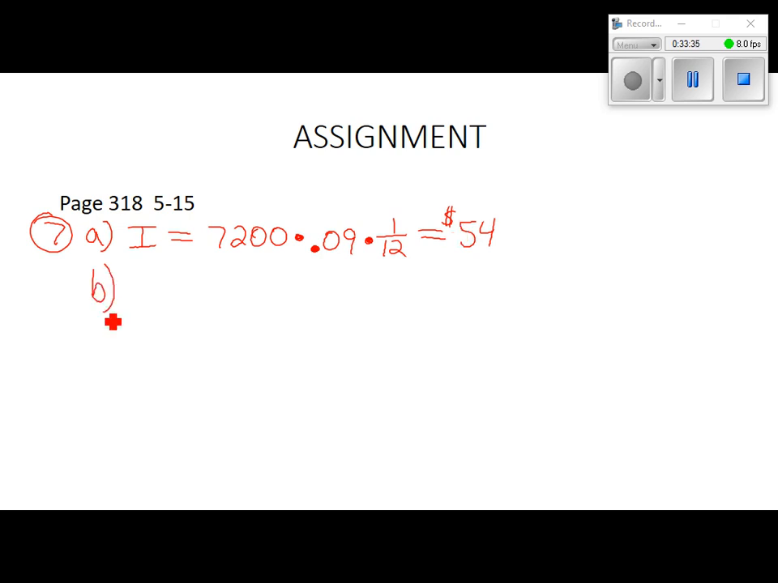Part B, how much was their monthly payment? 329.04. $329.04, is that right? All right, so that's their monthly payment every month.